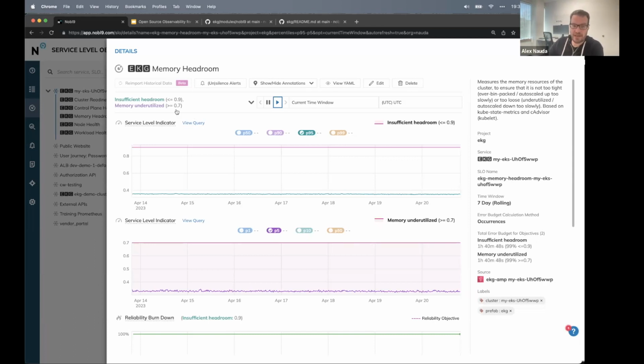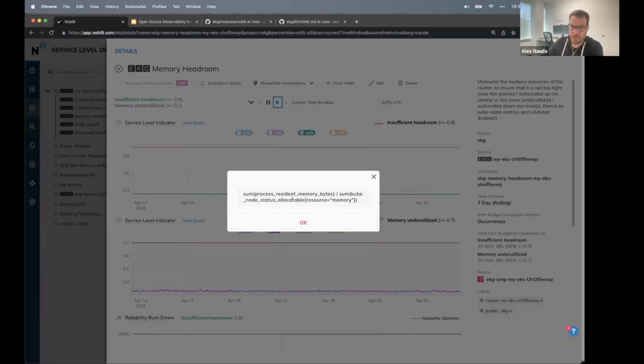That's the idea behind insufficient headroom. Both of these queries are the same for both insufficient headroom and memory underutilized. Again, this is a little bit creative, because basically what we're doing here is we're summing resident memory, and dividing by allocatable memory. You might say, wow, that's really imprecise. That's really strange. And it is a little bit creative. However, this is a very pragmatic metric.